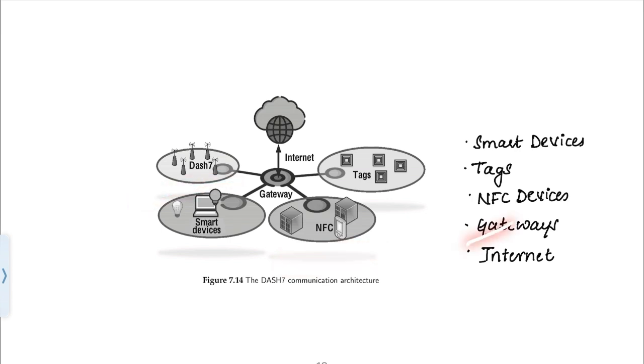Then we have gateways. Gateways are used to connect DASH7 devices to the internet, making sure there is proper flow between the local and the global systems, and consistent data flow is happening. Then we have the internet. The internet provides access to cloud-based applications and storage for DASH7 enabled devices.